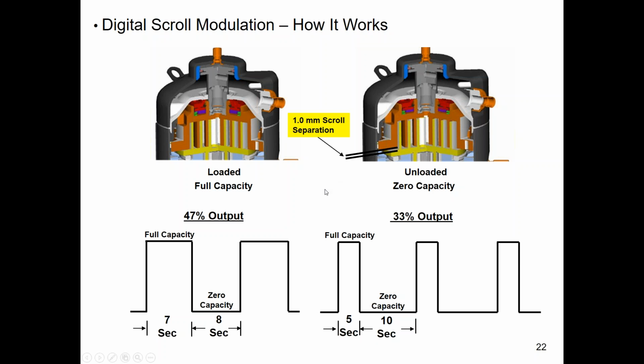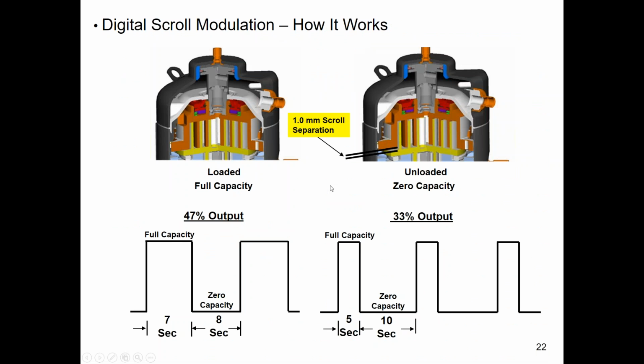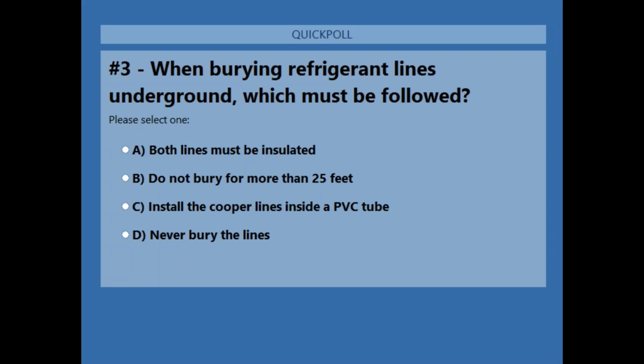I'm going to pop up one more poll question. Then I'm going to ask Doug one more question. Then we're going to move on. This poll question is an absolute give me. If anybody gets it wrong, I'm going to be very disappointed. When burying refrigerant lines underground, which must be followed? I'm not even going to read the answers to you.